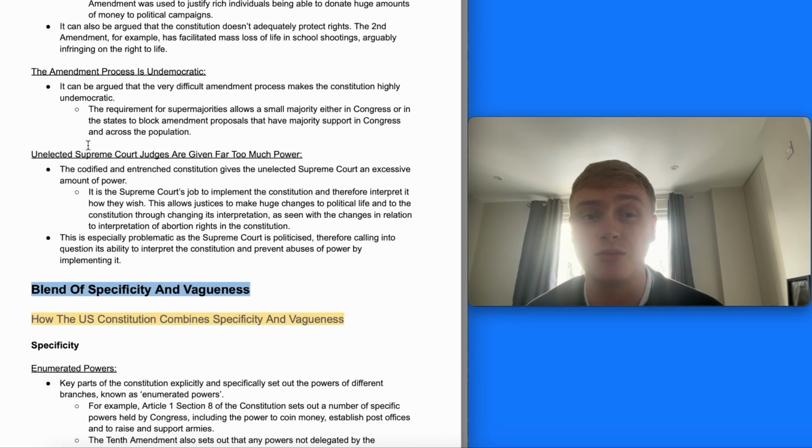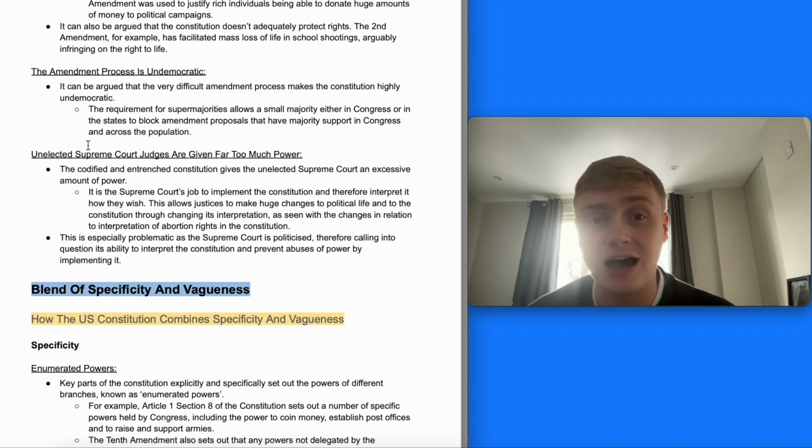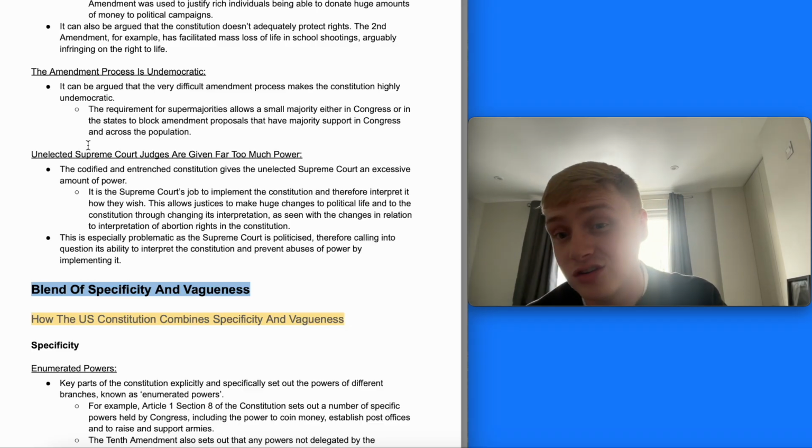First, the amendment process can be seen as undemocratic. The fact that you need a supermajority allows a small minority in Congress or the states to block amendment proposals that have majority support in Congress and across the population. On the one hand, that can be seen as good because it prevents tyranny of the majority. But on the other hand, you have majority support for a change, and it's not introduced because a small minority can block it.